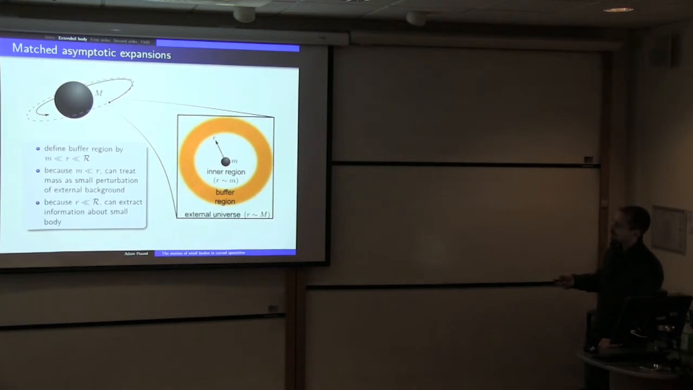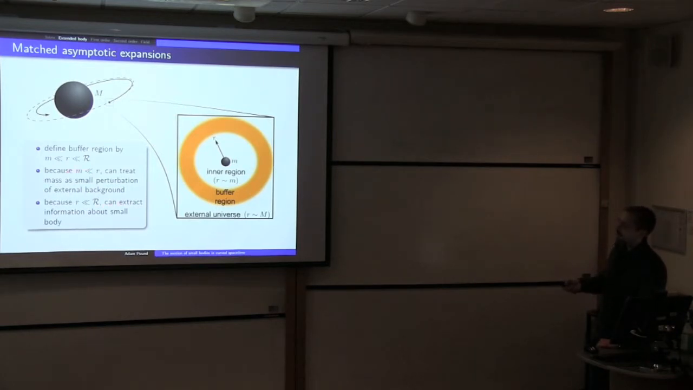I have an inner region that is at distances from the object, basically the size of the object itself. Out here in the external universe, I'm at distances that are basically the size of the larger object, so the size of whatever external length scales are around. In between the 2 regions, I have this region called the buffer region. Now, this buffer region is at distances much, much larger than the object, so I'm fairly far away from the object, but is much, much smaller than the external length scales.